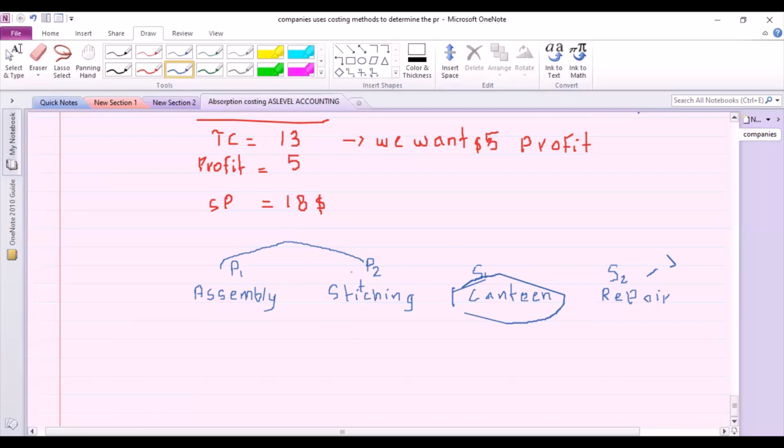Okay, students, sorry for the inconvenience. Actually, yeah, I was saying why S1 shares its fixed overhead cost to S2 in our step down method, basically.